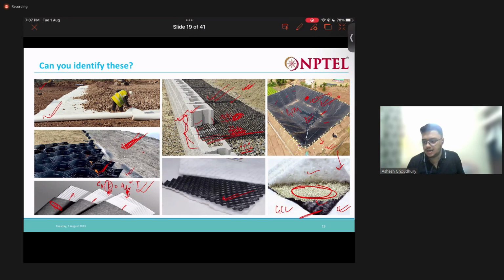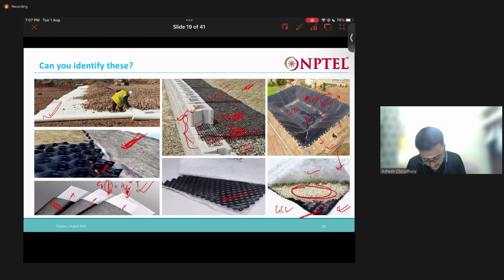So what are geonets used for? Erosion control, and one more thing. There are two main uses: one is erosion control and the other one is a drainage layer. So one is for erosion control and one is for drainage.